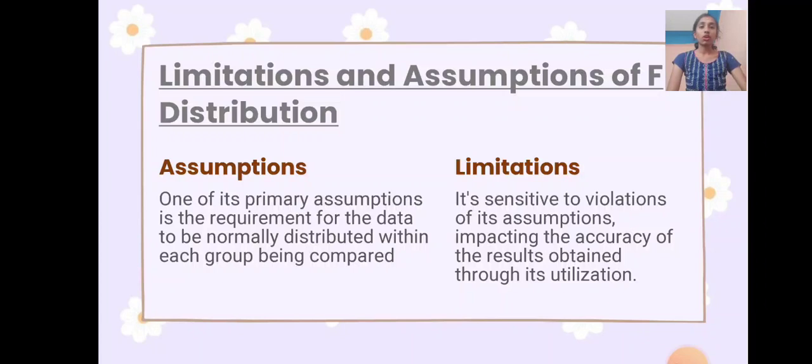Next, limitations and assumptions of F distribution. First, assumptions. One of its primary assumptions is the requirement for the data to be normally distributed within each group being compared. And when it comes to its limitation, it's sensitive to violations of its assumptions, impacting the accuracy of the results obtained through its utilization.